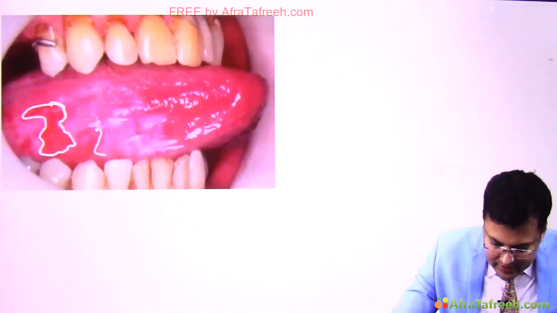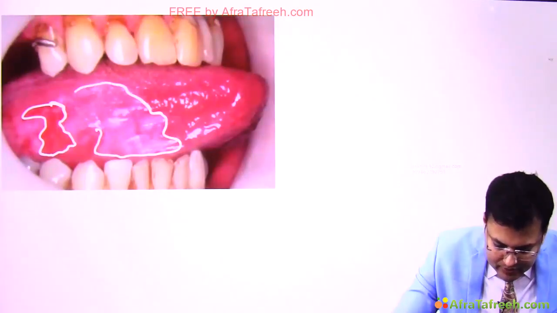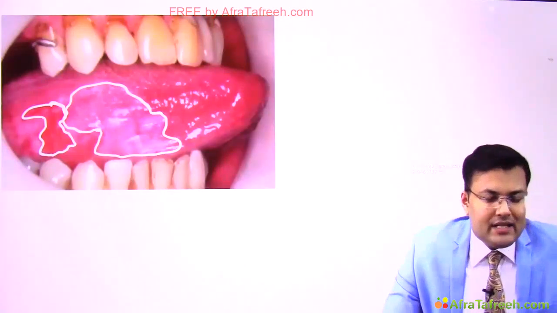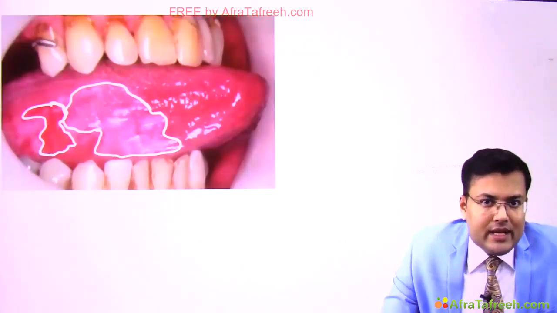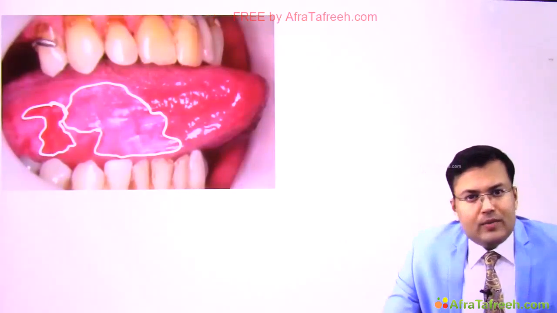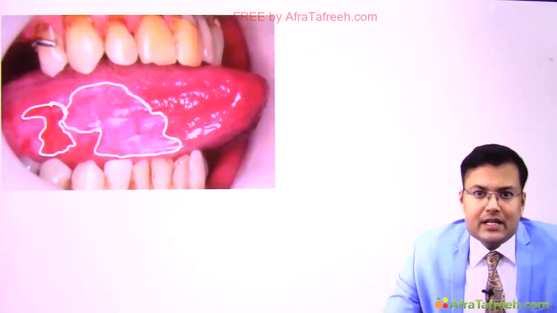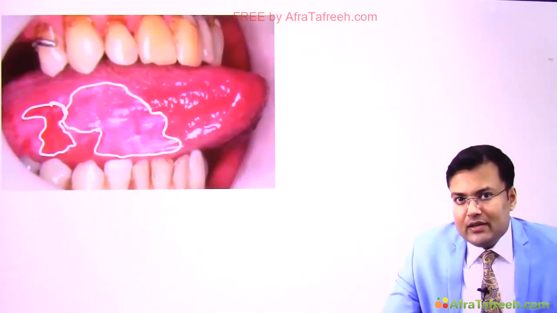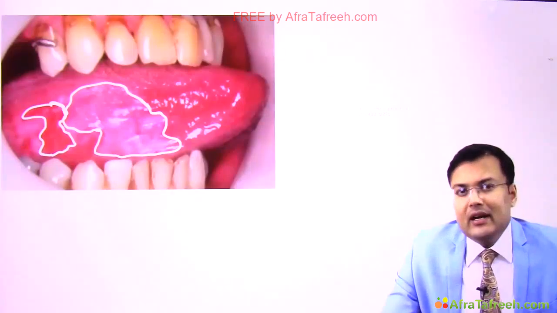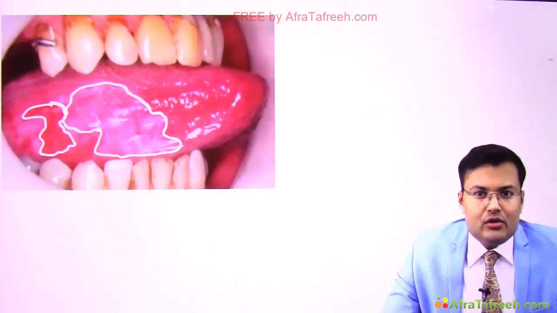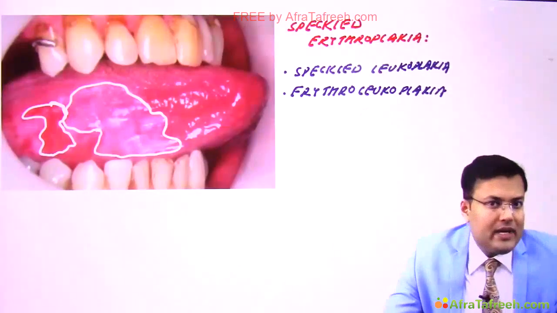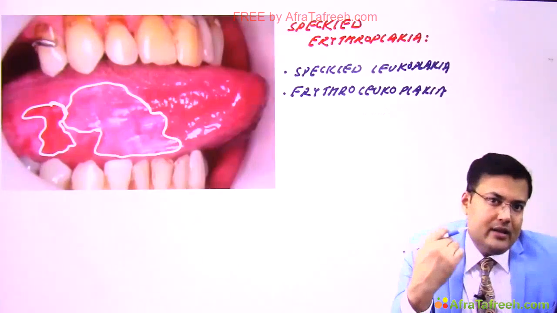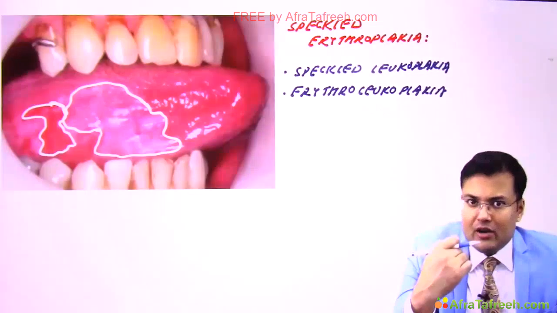Clear? And you can notice that there is a whitish patch also. So there is presence of both: a whitish patch developing on an erythematous base, or oral erythroplakia intermingled with whitish plaque. Since it contains both erythroplakia and leukoplakia, it is known as speckled erythroplakia, speckled leukoplakia, or erythroleukoplakia.